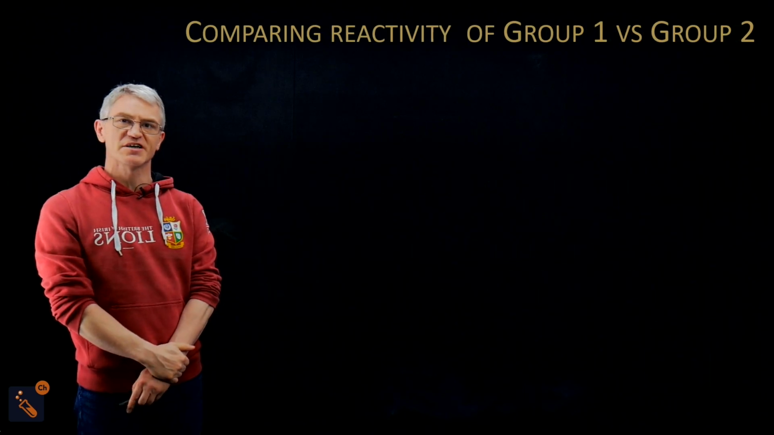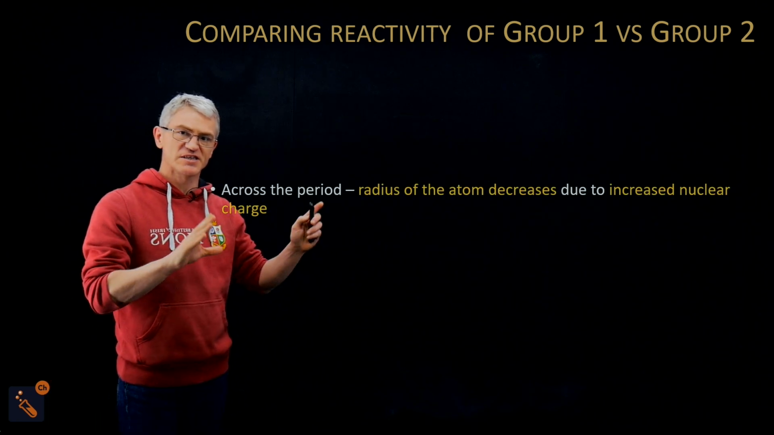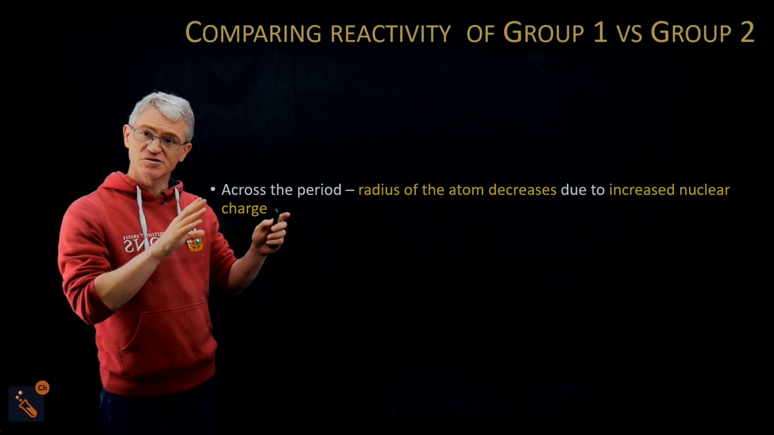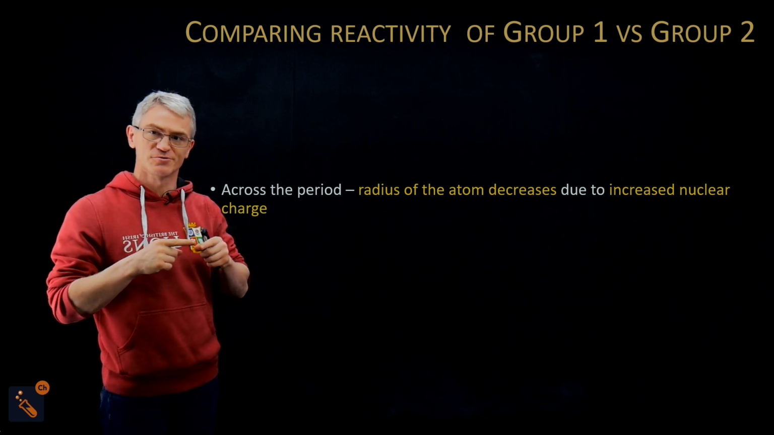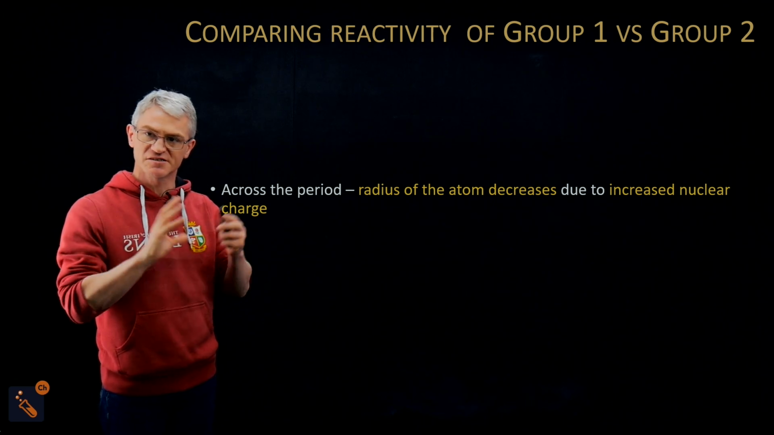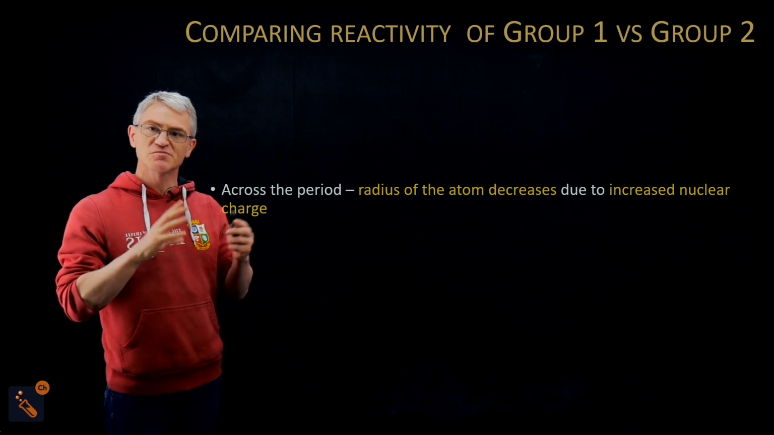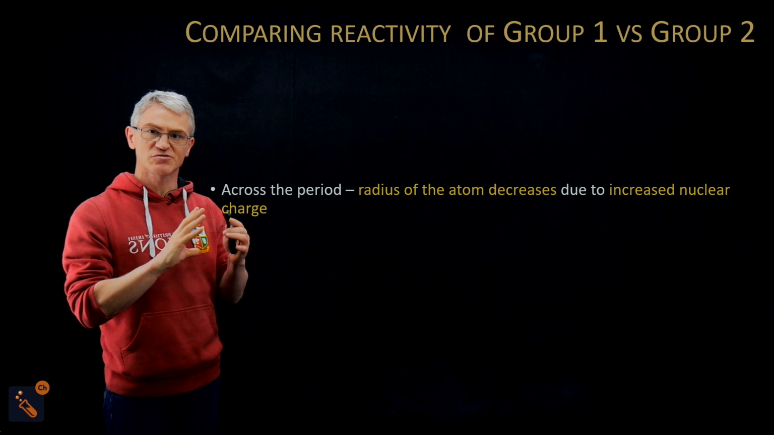So now we're going to compare the reactivity of Group 1 versus Group 2. Across the period, the radius of the atom decreases, and that's due to increased nuclear charge. What does nuclear charge mean? Nuclear charge means that there are more protons. Protons are positive and they hold the electrons in place because they're negative. And because there are more protons, it pulls the electrons in just ever so slightly.